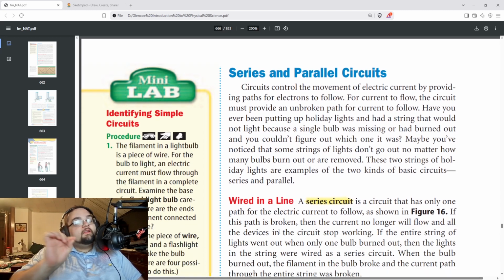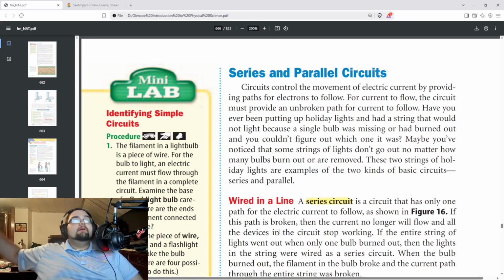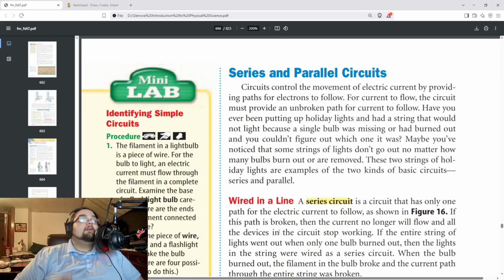But here is the meat and potatoes. Get that broccoli out of here. We're done with it. We want series and parallel circuits. This is the tasty stuff. Woo! Circuits control the movement of electric current by providing paths for the electrons to follow. For the current to flow, the circuit must be unbroken. That's what I was saying earlier.